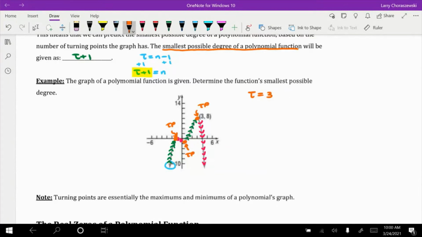So the smallest possible degree, I'll write it as n, would be what? Four. Yep. All right, and that's coming from this expression. The smallest possible degree of a polynomial function will be given as t plus 1, where t is the number of turning points. So 4 represents the smallest possible degree.